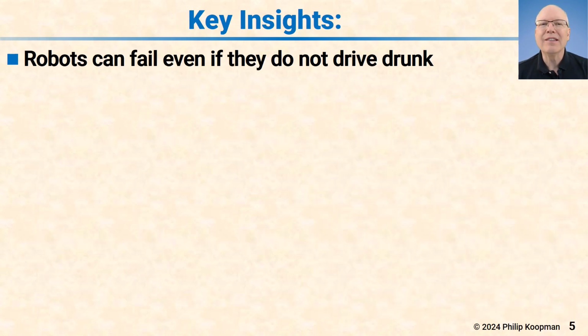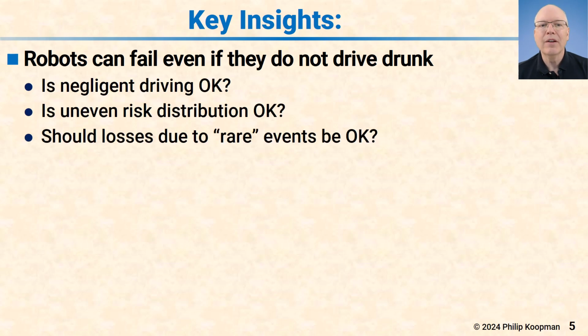So there are some key insights from everything we've seen with these robotaxis, and the paper that accompanied this talk goes into many more examples. But what we found is that robots can fail even if they do not drive drunk. Saying, well, robots will be such good drivers that there's really no point worrying about risk, that's not going to happen. You've already seen some pictures of the types of crashes that were not supposed to happen with computer drivers, but they're happening. Beyond that, we ask, is negligent driving okay?